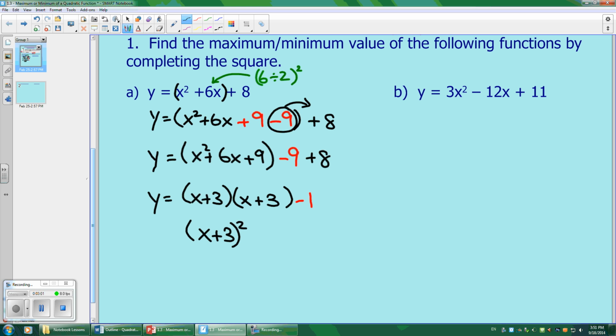Okay, and then what I'm going to do in the last step is I'm going to group those two x plus 3's and put a square beside it, and then that minus 1 is just going to be written beside. This is vertex form. So vertex form again looks like this.